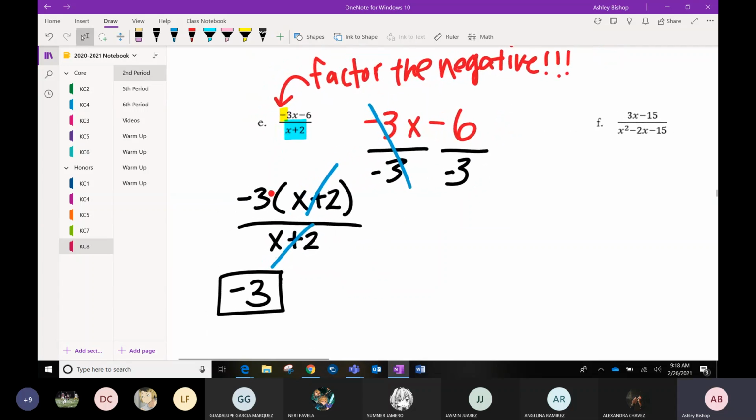One last problem. We're not going to do the problem on the bottom. Oh, wait. Yes, we are. Oh, wait. No, we're not. Sorry, I'm on the wrong page.